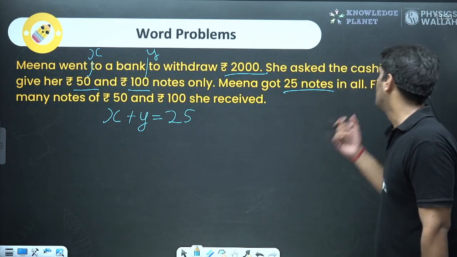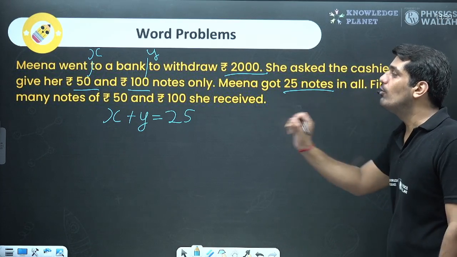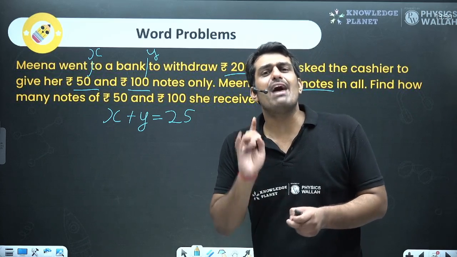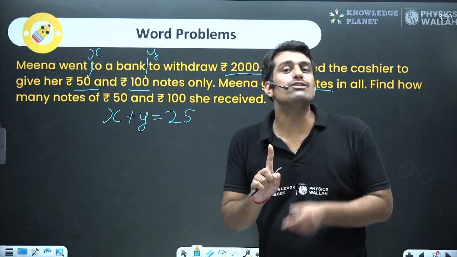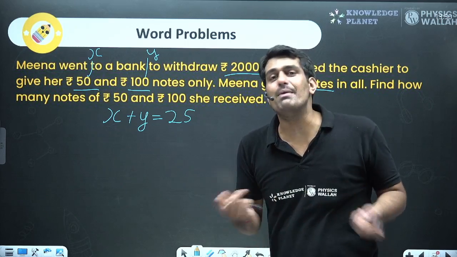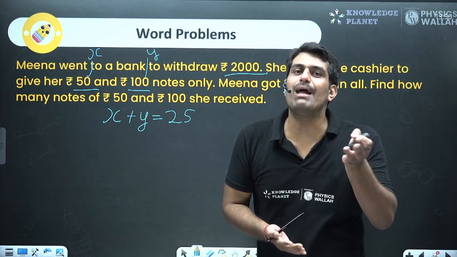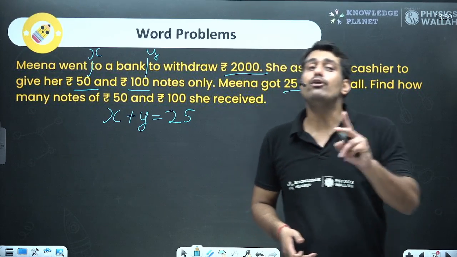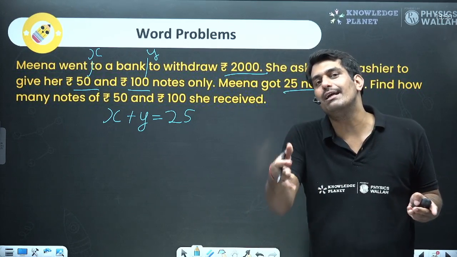Second equation. Find how many notes of 50 rupee and 100 rupee were received. This is very simple. If I am having 10 coins of 1 rupee, how many rupees do I have? I'll simply multiply 1 with 10. 1 into 10 will give me 10. If I'm having 10 2-rupee coins, I'll multiply 2 into 10, that is 20, right?